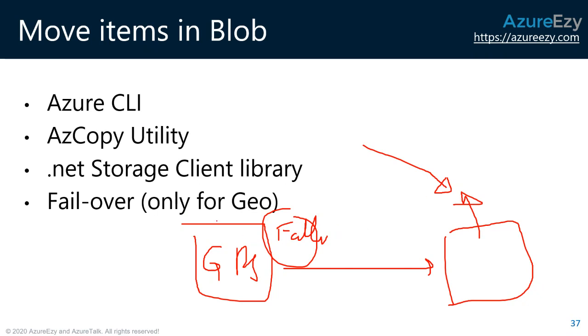So what is happening? Even if it is not down, if you want your data to be moved to a different region, you can utilize this feature, the failover one. This is only in the geo replication or geo redundancy options like GRS or GZRS. Any geo redundancy option, you can opt for the failover, and you can move your data from one storage account to another one in another region. Okay.